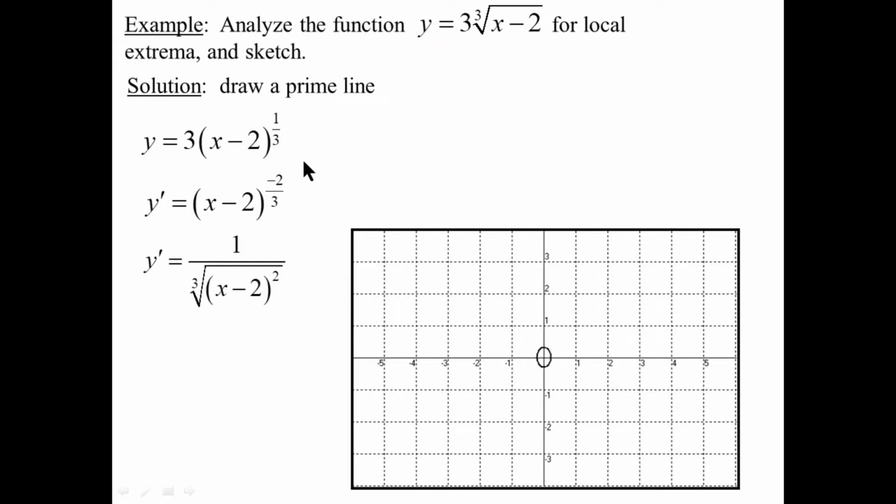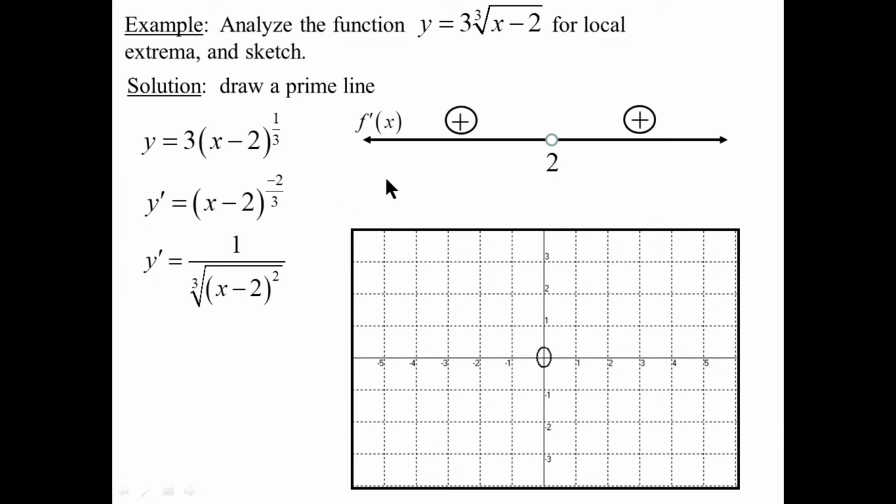We know this from our fractional or rational exponents. And we have a critical number when x equals 2. So we can make our derivative number line and put 2 on it. To the left of 2, plugging into the derivative a number to the left of 2, whatever it is, when you square it, it's going to turn positive. Same with the right.